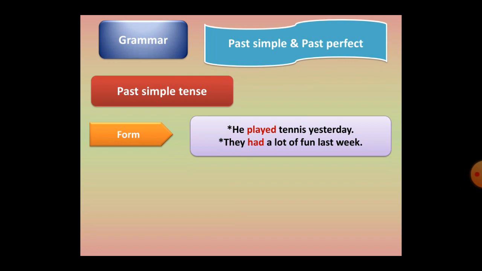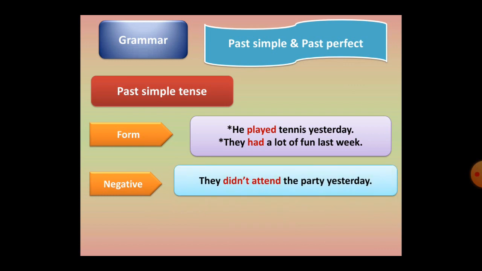The first one contains a regular verb to which we add d, ed, or ied. The second one, which is had here, is an irregular form of the verb in the past, which is the past form of have or has. The negative form is going to be with didn't plus infinitive. Here's an example: They didn't attend the party yesterday, so didn't plus infinitive.